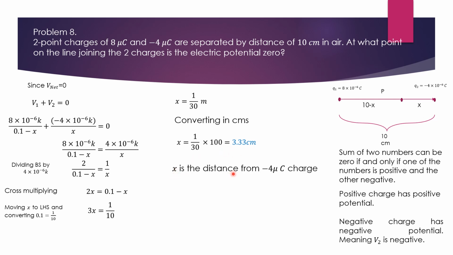X is the distance from the minus 4 microcoulomb charge, which is 3.33 centimeter, and the distance from the 8 microcoulomb charge is given as 10 minus 3.33, which is equal to 6.67 centimeter. This is a rather better calculation, and the sum of these two distances makes it equal to 10.